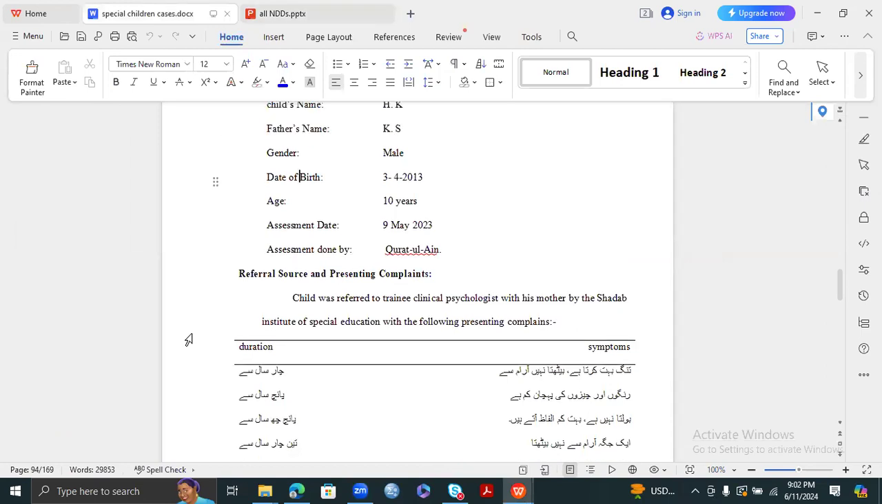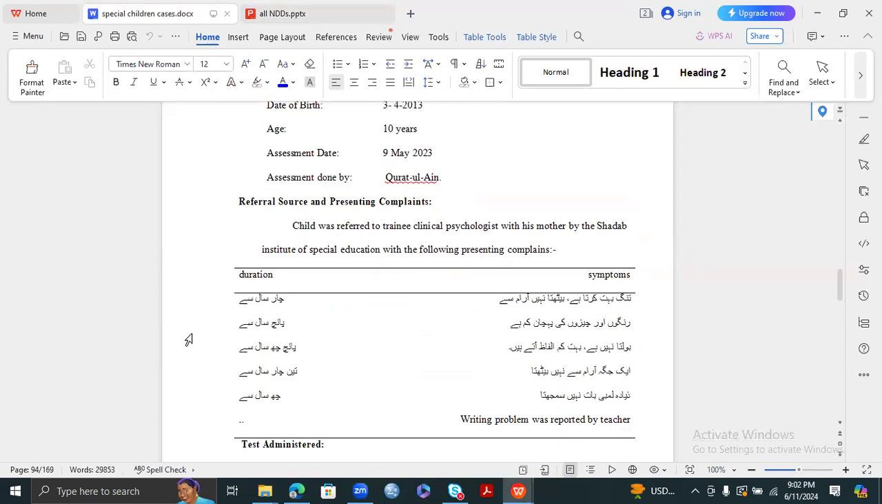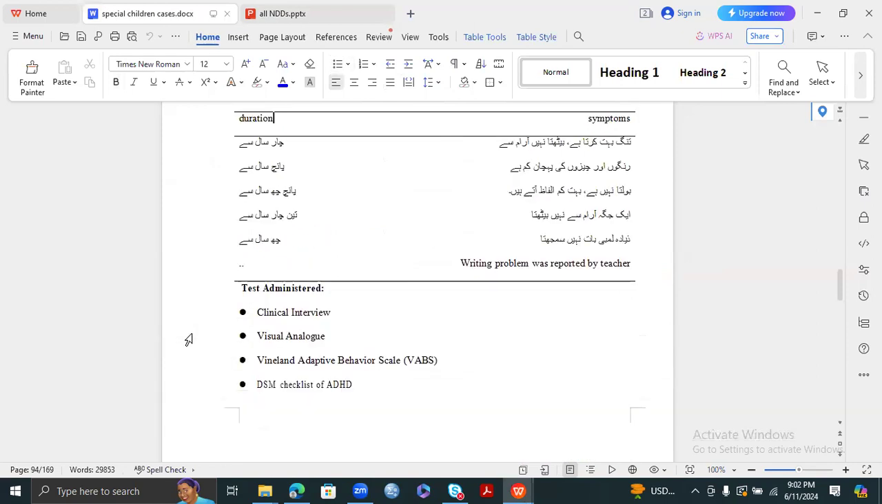Now we will be talking about a case study. Here we have a case of a male, 10 years old, with presenting complaints that have been discussed in Urdu, but let me translate them for the international students. The patient is stubborn, gets irritable, doesn't sit still for the past 4 years. Doesn't have much recognition of colors or objects for the past 5 years. Doesn't speak much, for about 5 to 6 years.